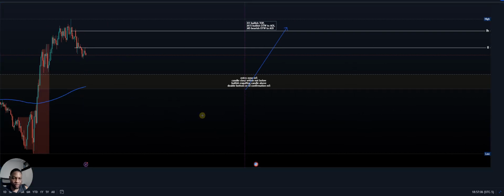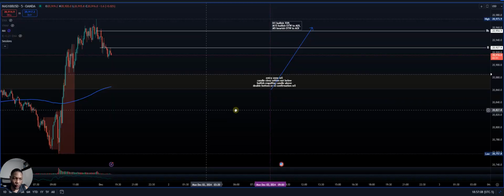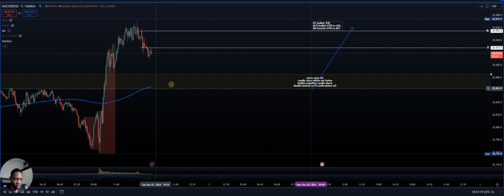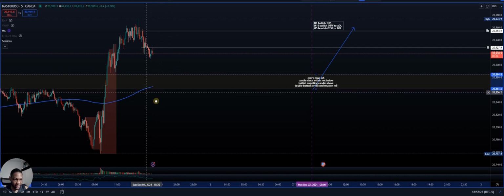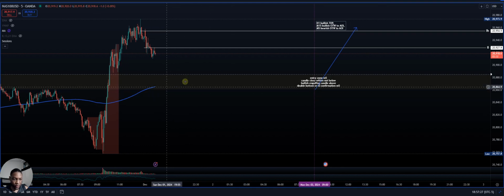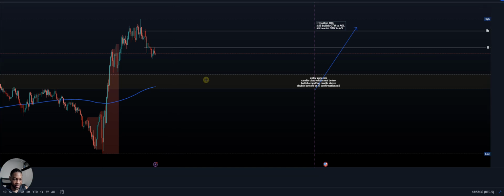Here are a few confluences that I look for to enter my trade. My entry zone will be on the M5, which is just the 5 minute time frame. Ideally, I want the candle to close above this area, above this box. I don't want the candle to close anywhere below here, right? I want the candle to close within this area.